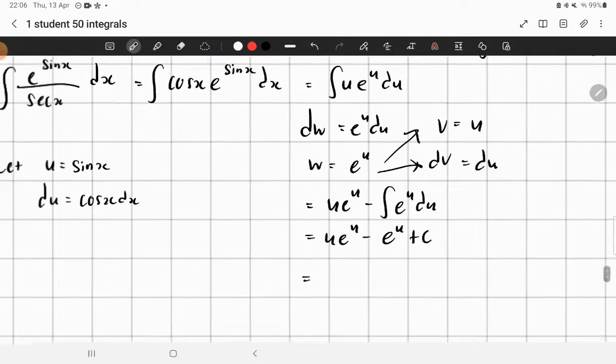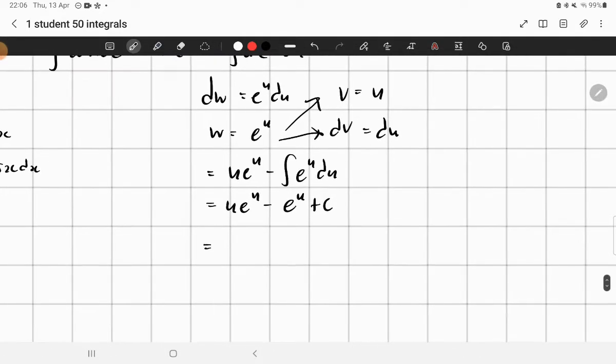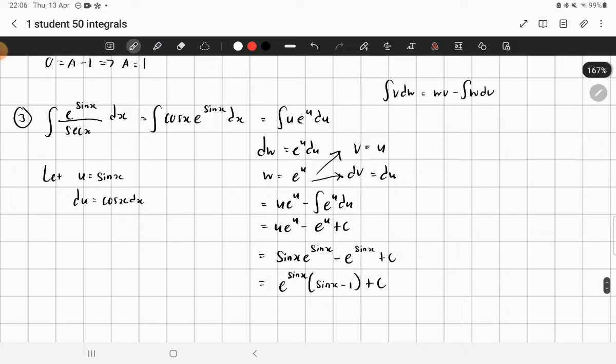And we know that the term u will be sine of x. So sine of x, e to the power of sine of x, minus e to the power of sine of x plus c. If you want to make it fancier, you could factorize e to the power of sine of x like this. And there you go. I believe this will be the answer.